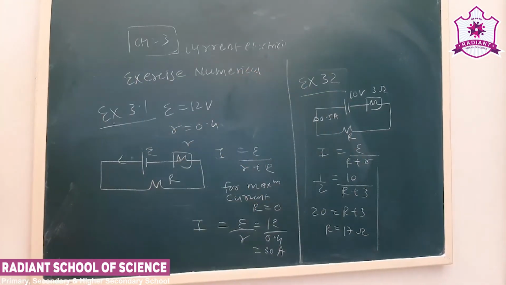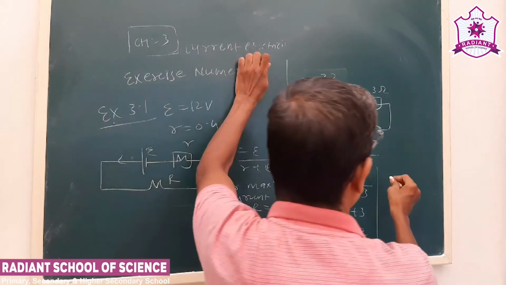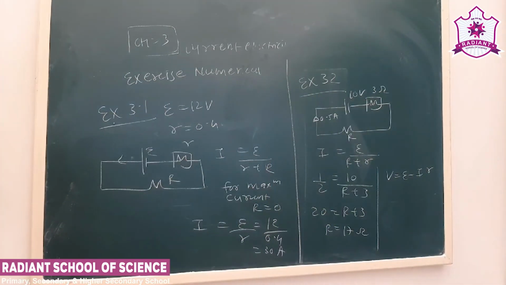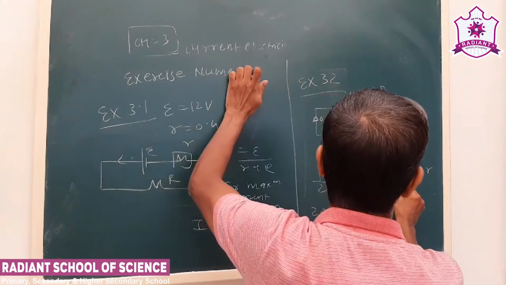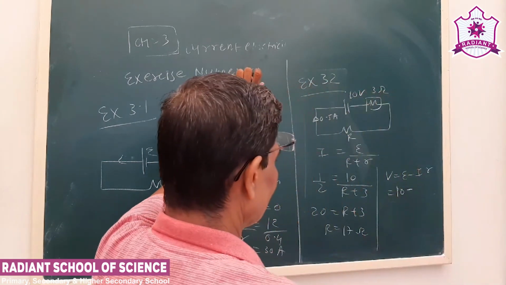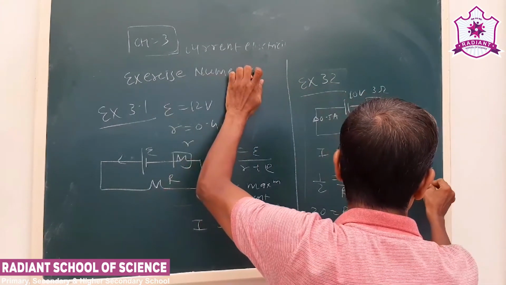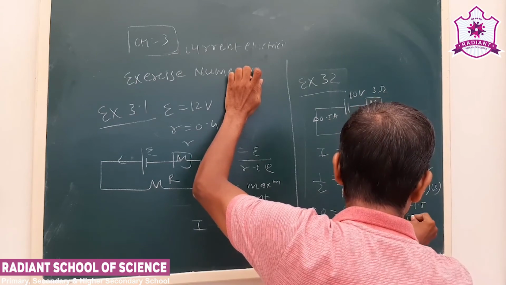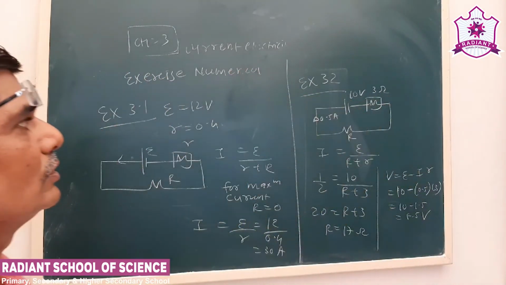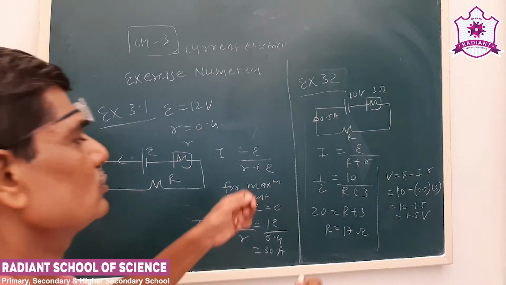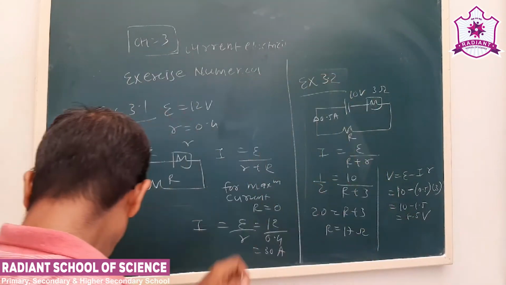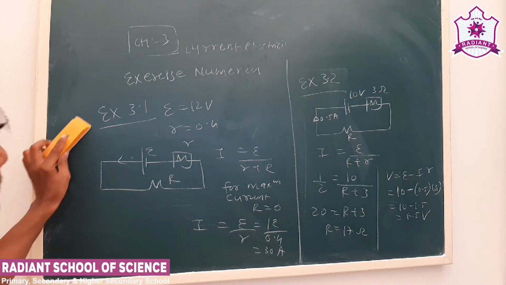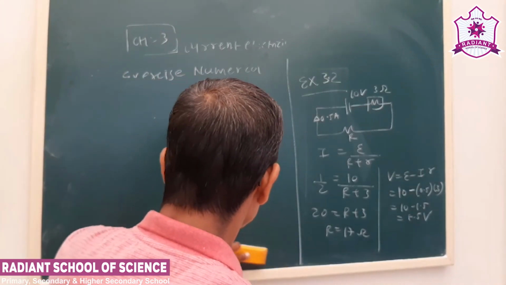Now see the terminal voltage. Relation between terminal voltage V is equal to E minus Ir. That is 10 volt minus I is 0.5, r is 3 ohm. So this is how we can solve exercise sum number 3.2. Now next is our exercise sum number 3.3.